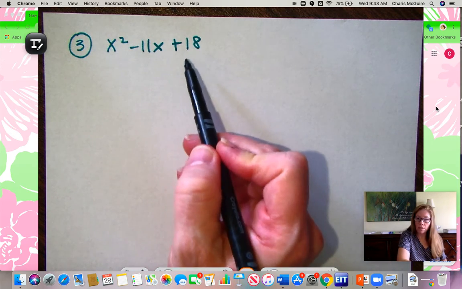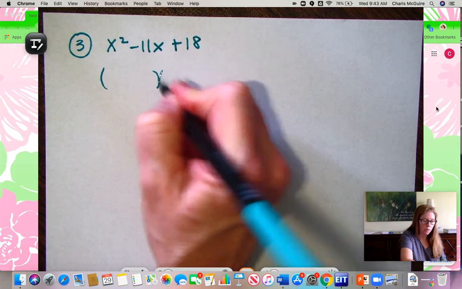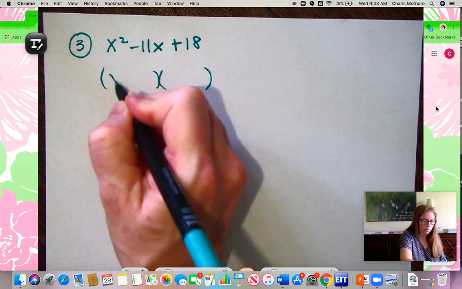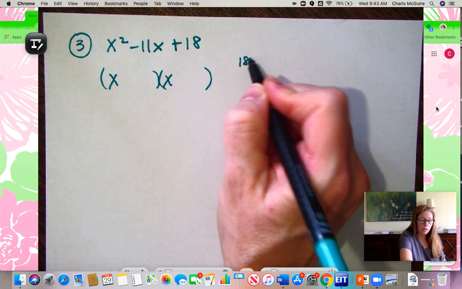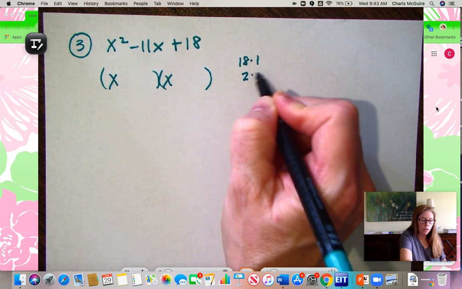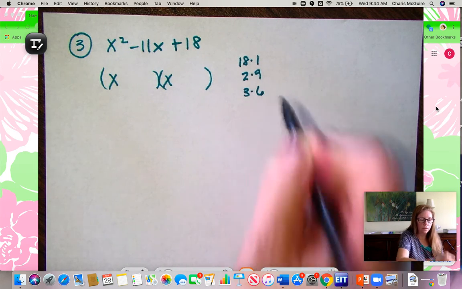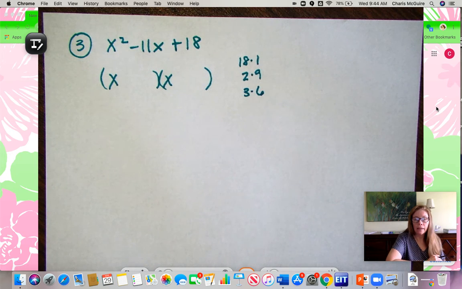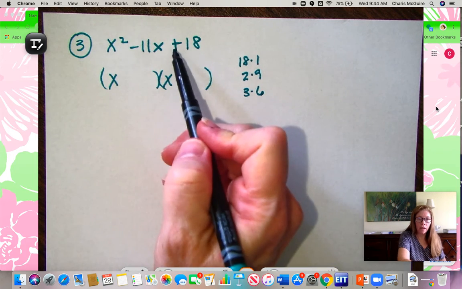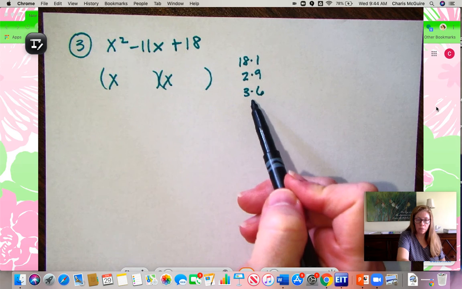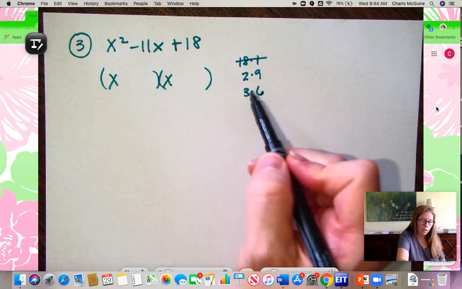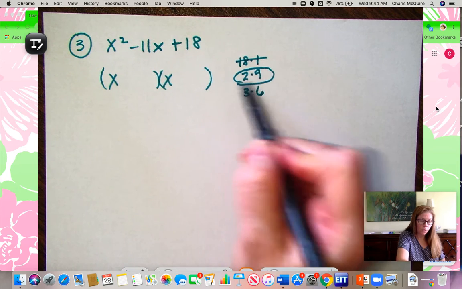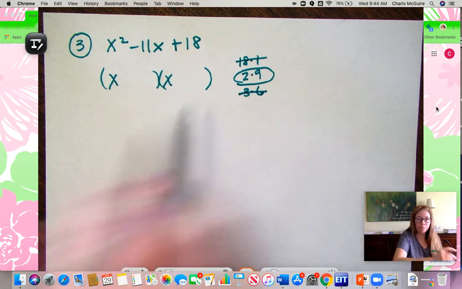No GCF, double parentheses. First term, x times x. Last term, 18 times 1, 2 times 9, 3 times 6. Now because this is a plus sign, we're putting these together to make them bigger. So 18 and 1 makes 19. 2 plus 9 is 11. Woohoo! 3 and 6 is 9.